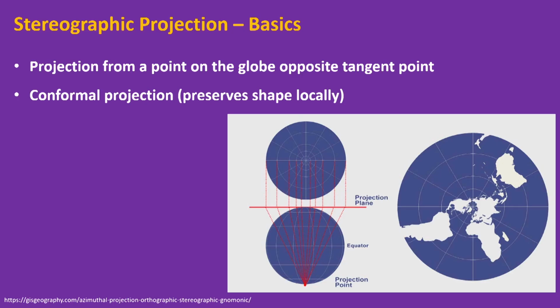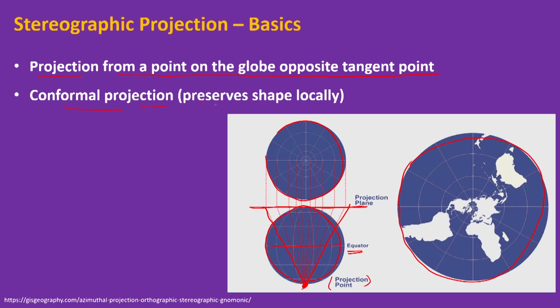Then let us understand the next projection type, the second one, that is stereographic projection. The projection from the point on the globe opposite to the tangent point. So, look at this picture. We are projecting the globe from the opposite side of the globe. From here we have started projecting like this. So, this is the projection point, and this one is the equator, and this is the projected plane. When you project from here, this is how it will get projected. You can see the example here.